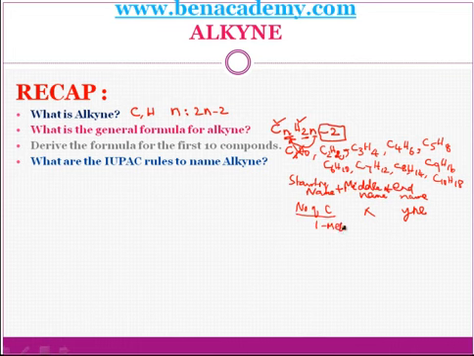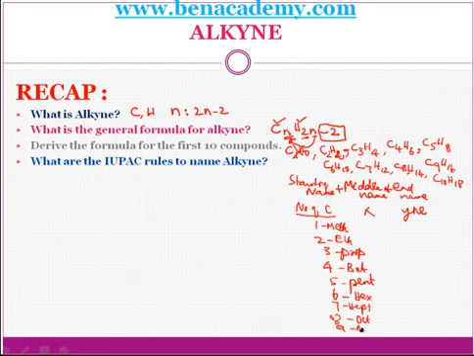1 meth, then 2 eth, 3 prop, 4 but, 5 pent, 6 hex, 7 hept, 8 oct, 9 non, and 10 is dec. We have already learned these, so this is another chance for you to master them if you have not already. Now let's move on to the next one.